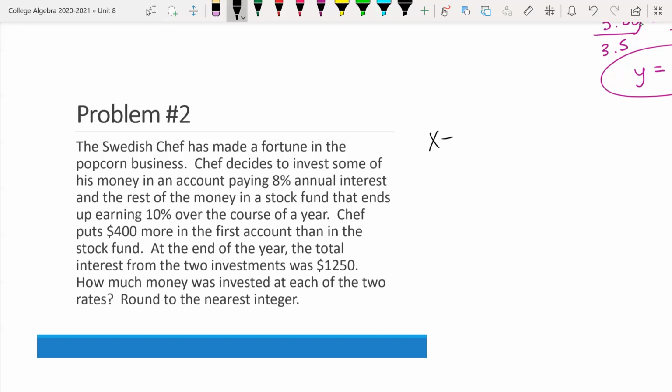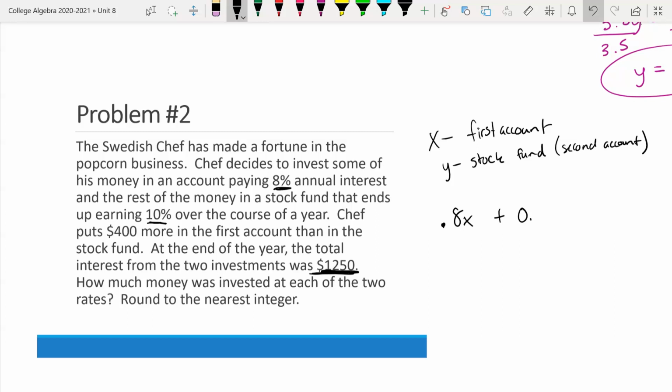So we're going to say x is the first account and y is the stock fund, which is the second account. All right. Big thing is I want to start with the interest. So when you're writing these two equations in the Hawks, we start with the interest. So 8%, 10%. So I'm going to use 0.08 times x plus 0.1 times y equals 1,250. So that's my first equation.